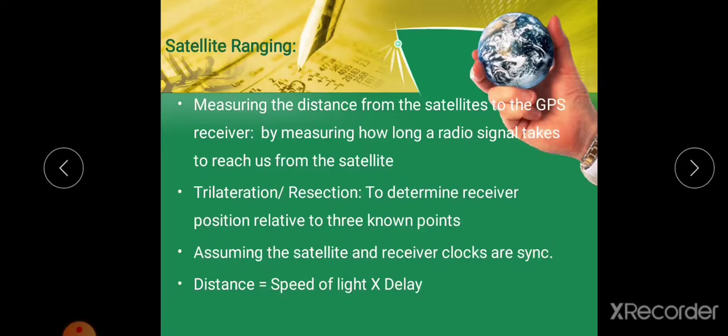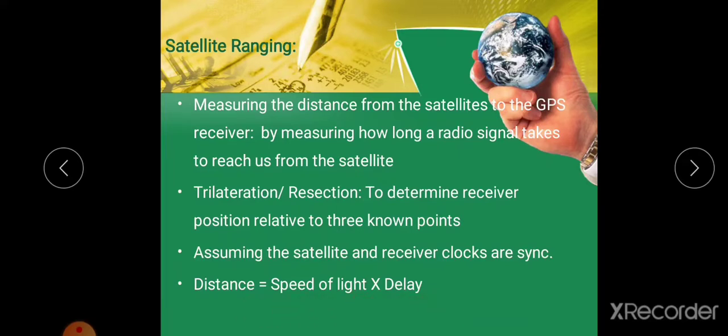And next is satellite ranging. Measuring the distance from the satellite to the GPS receiver is known as satellite ranging. It is done by measuring how long the radio signal takes to reach us from the satellite. From that we can calculate the distance. That is, distance is equal to speed of light into delay.